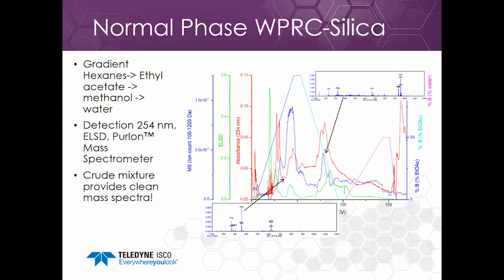The detection was 254 nanometers using the ELSD and the mass spectrometer. And the one thing to note is even though I have a very, very crude sample, the crude plant extract was loaded onto the column, I'm seeing some very clean mass spectra from some of the peaks over here. So you can use mass spectrometers to screen compounds even at this early stage. And if you can correlate the activity with a known mass, your work becomes a lot easier because you have a potentially known compound that you can purify much more quickly.